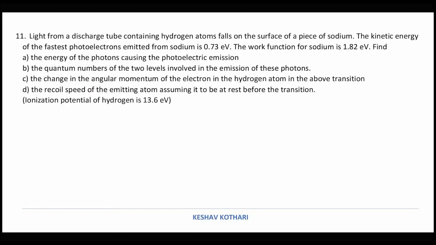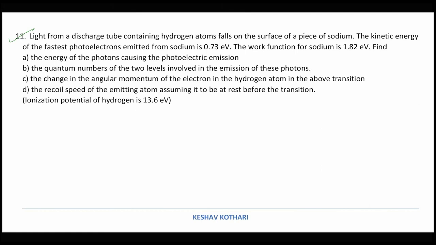So we are dealing with question number 11. Light from a discharge tube containing hydrogen atoms falls on the surface of a piece of sodium. The kinetic energy of the fastest photoelectrons emitted from sodium is 0.73 electron volt. The work function for sodium is 1.82 electron volt.